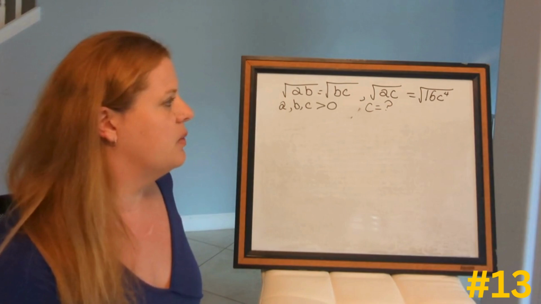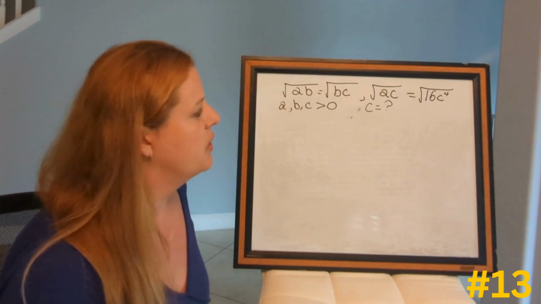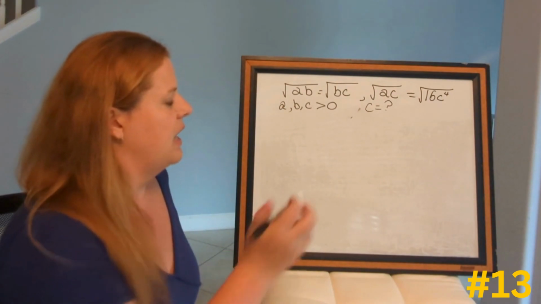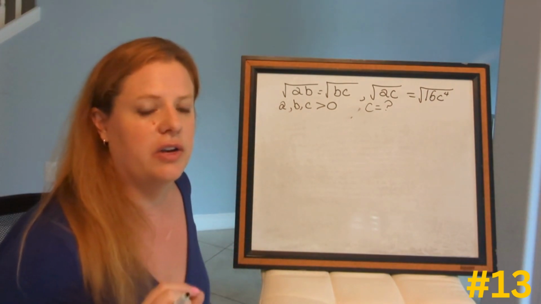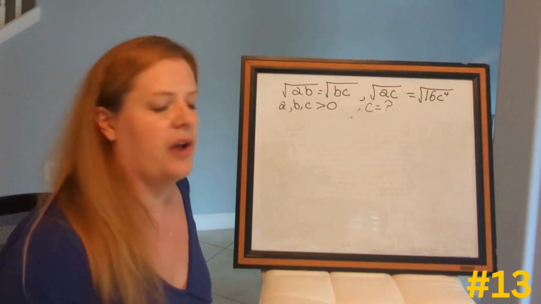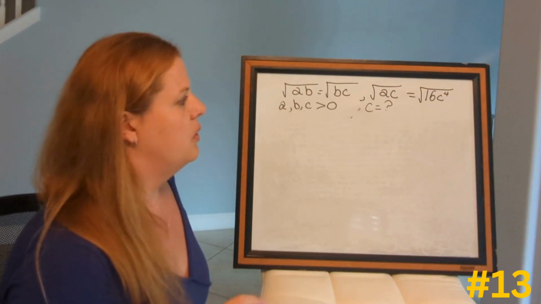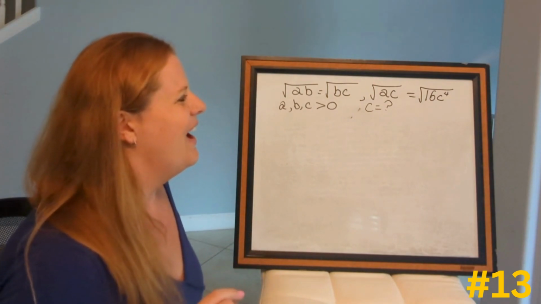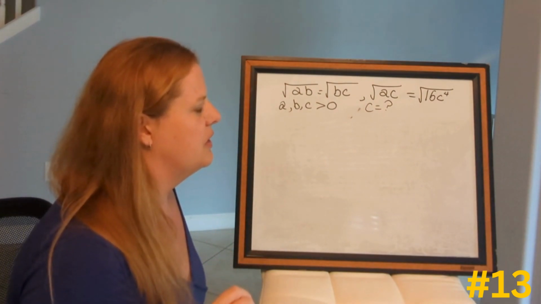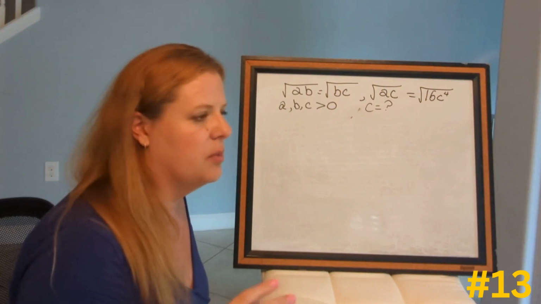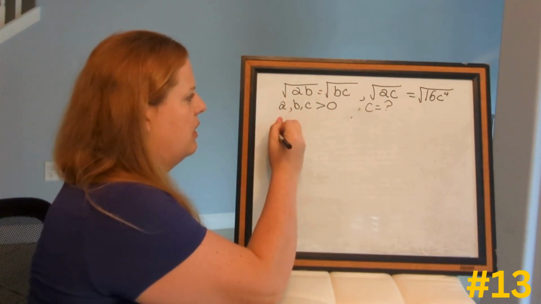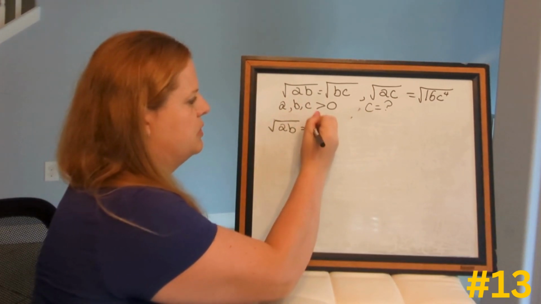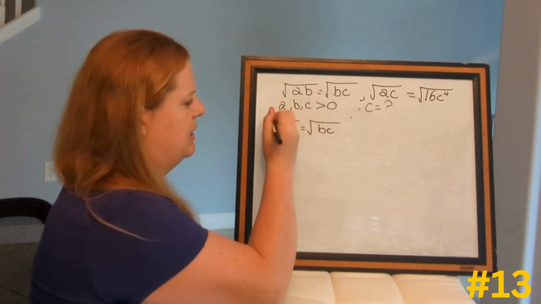The square root of AB equals the square root of BC. The square root of AC equals the square root of 16c to the 4th. Then they tell us A, B, and C are all greater than 0, and they want us to find C. So I stared at this for probably longer than I should have the first time. So the first thing that I want to do is I'm going to get rid of all these square roots. Nobody needs them, right? So the square root of AB is equal to the square root of BC.